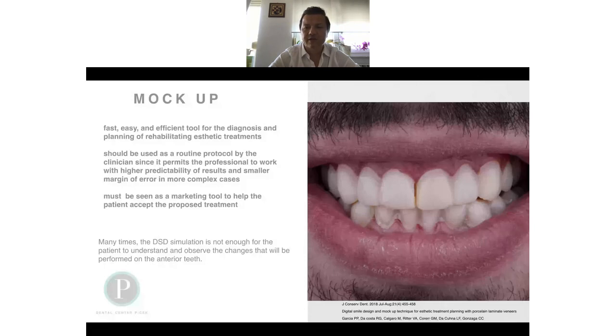Sometimes it's hard for the patient to understand that the color of the provisional material is the same. The translucency of this plastic material is not like ceramics, but I think it is still much more understandable for patients than the DSD. Why do I always do the mock-up? Because this is three-dimensional.